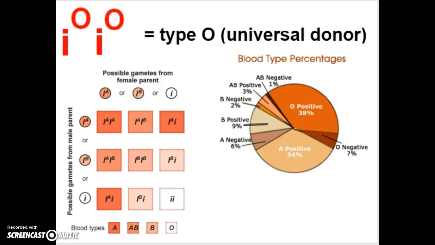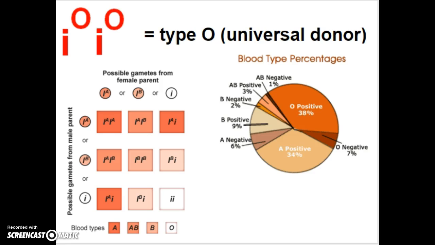Type O is what we call the universal donor. Folks with type O blood do not have any proteins on the outside of their red blood cell. So type O blood can be given to any person because there aren't any markers of proteins on the red blood cell. I am type O blood.